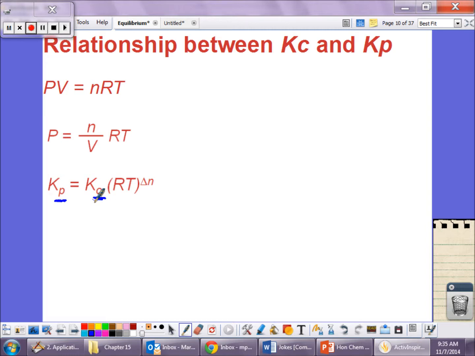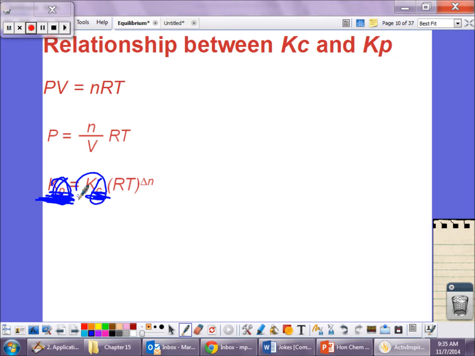They said, I cannot remember if it's Kc equals Kp times RT to the delta n, or is it Kp equals Kc times RT to the delta n. I will remind you, you have to always be politically correct. Make sure you are politically correct when you write that formula.